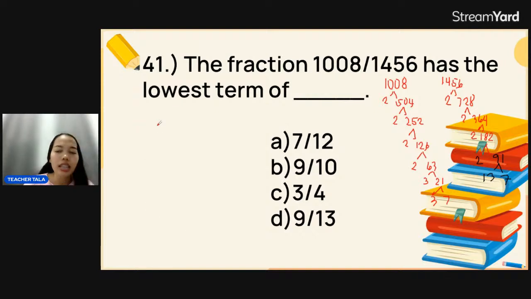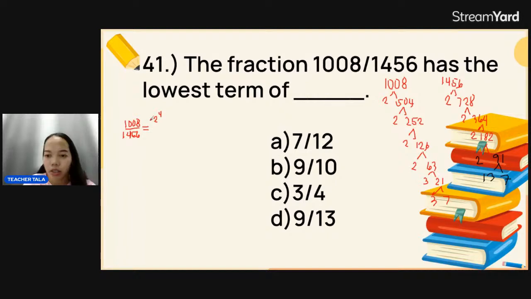Tapos, dito natin i-list down yung numbers. So, 1008 over 1456 equals, so 1008 will, let's list down all the factors. How many 2's? 1, 2, 3, 4. So, we're just going to use the exponent. Meaning, dito na exponent, ano nga meaning ng exponent? When a number is raised to a certain power, that means that that number should be multiplied as much as the exponent. So, kung 4 yung exponent niya, meaning you have to multiply 2 4 times. 2 times 2 times 2 times 2.